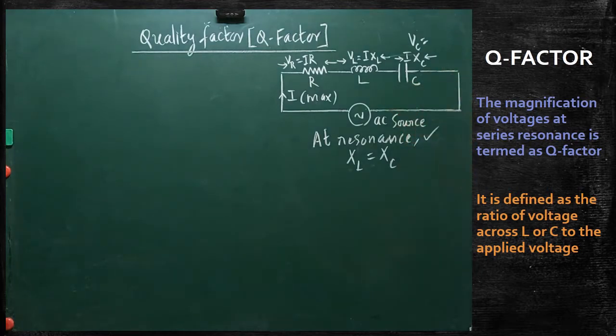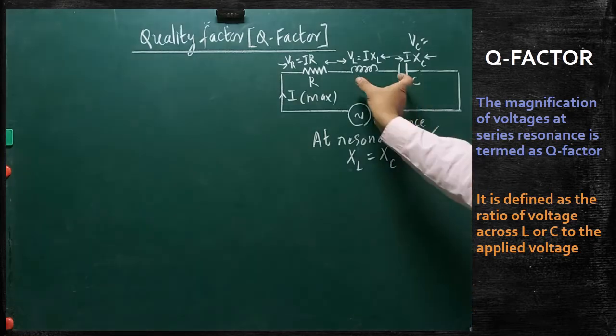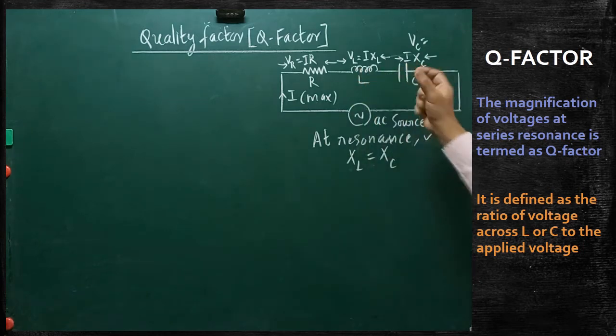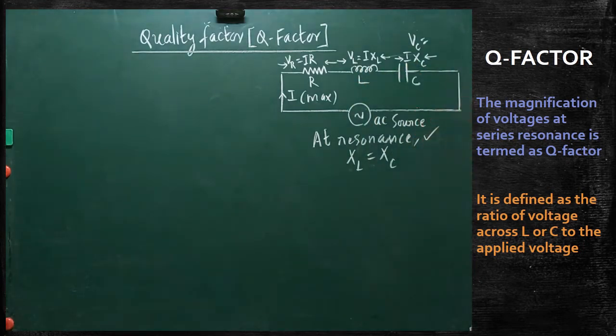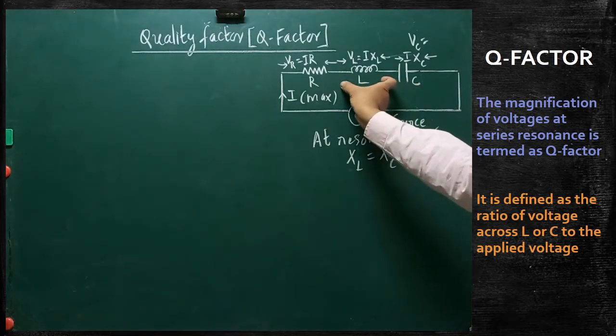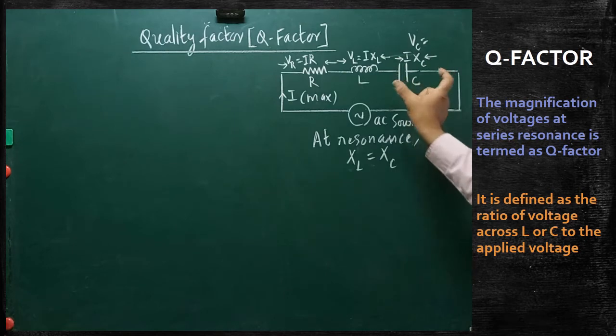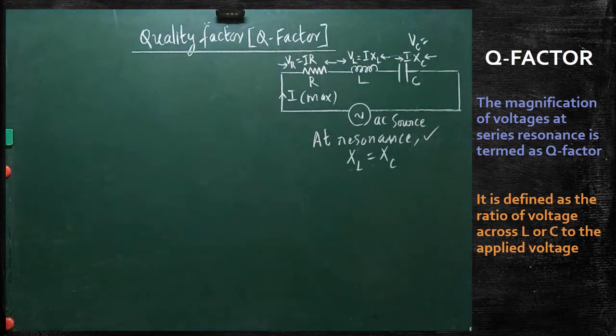The magnification of the voltages at a series resonance circuit is called the Q factor. Here the voltage value across the inductor and across the capacitor are both increased. That is called magnification. So the magnification of the voltage across L or voltage across C is called the quality factor.